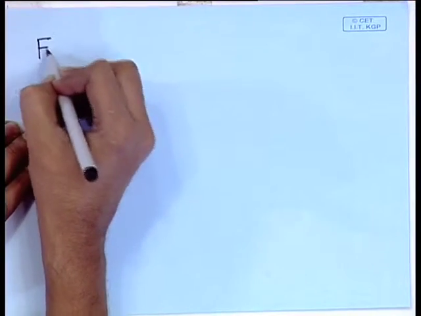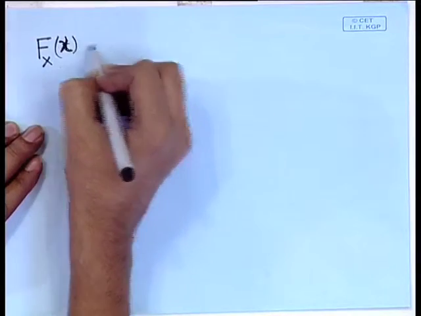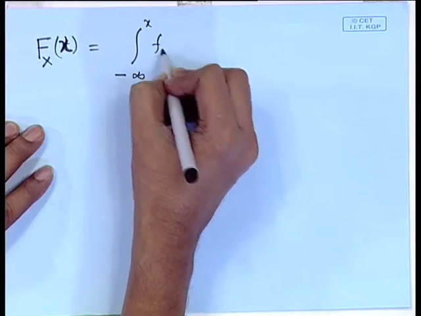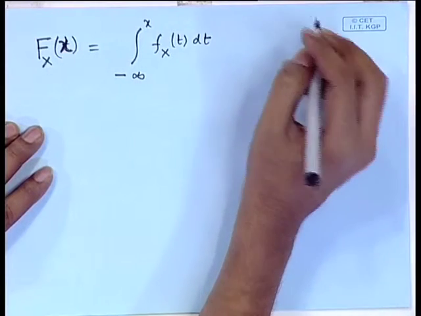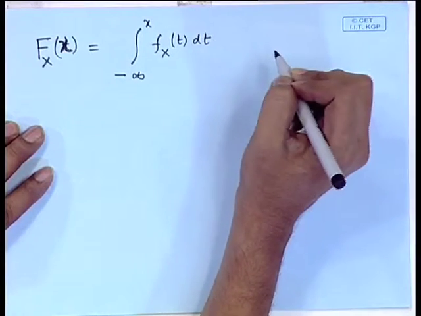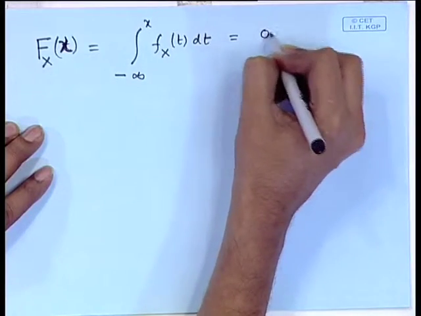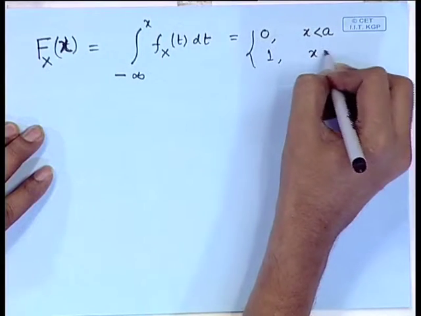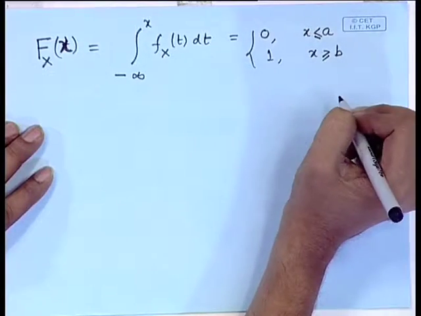We also look at the plotting of the cumulative distribution function, that is, the integral from minus infinity to x of f(t) dt. Since the density is 0 up to a and beyond b, this is going to be 0 for x less than a, and it is going to be 1 for x greater than b. You may put equality here also, it does not make any difference.